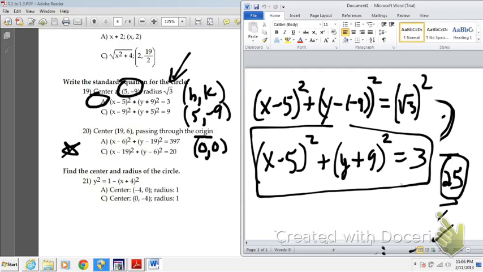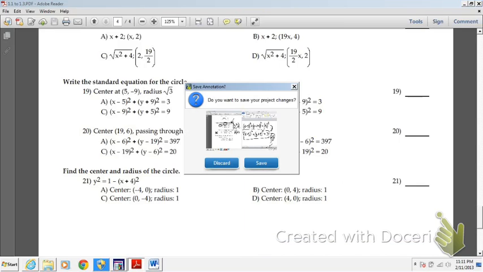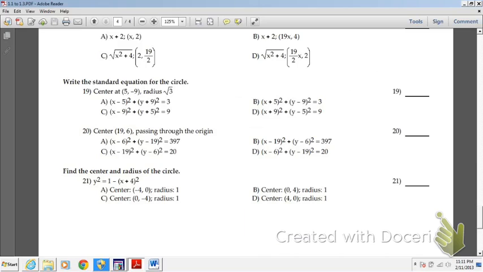So by deduction, let me see if I can pull this completely up. Here's where it gets tricky. Process of elimination here. The center is at 19, 6, so that's your h and that's your k. So by deduction, you know it can't be this one. It can't be this one. So it's down between choice C or choice B. And like I said, my tests aren't multiple choice, so you'd have to go through this mechanically. Your h and your k are in play. You just really have to figure out your radius.